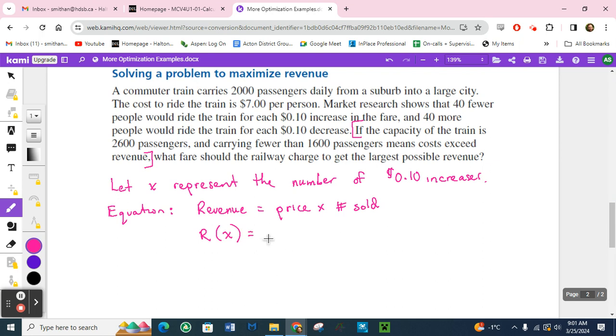So what's an expression for the price? Well, the price was $7. And every time we increase it, we're adding 0.1 on. So if you just think about this expression for the price, it makes perfect sense. X equals 0, do nothing, price is 7. X equals 1, you increase it one time, it's now 7.10. X can also be -1. You could decrease the price by 1 if you want. That would give you a price of $6.90.